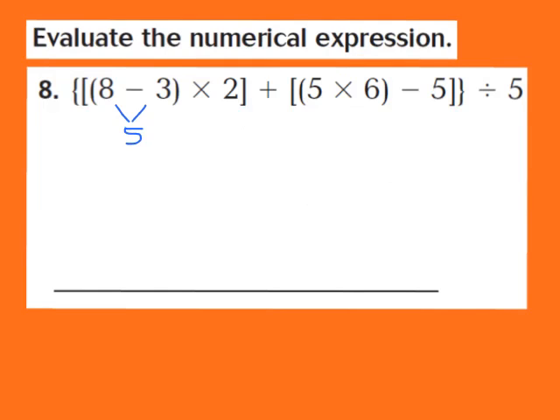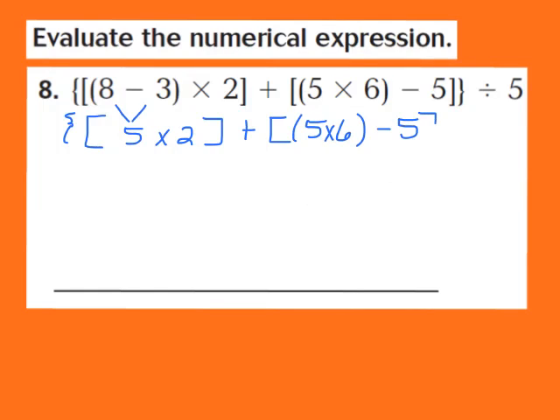Now, I'm going to go ahead and rewrite the problem that's given. I have my braces on the outside. I have my brackets. Now I have in my brackets 5 times 2, and then it's going to be plus, in another set of brackets, 5 times 6 in parentheses, minus 5. And then I have my set of braces here, and then outside I have divided by 5.